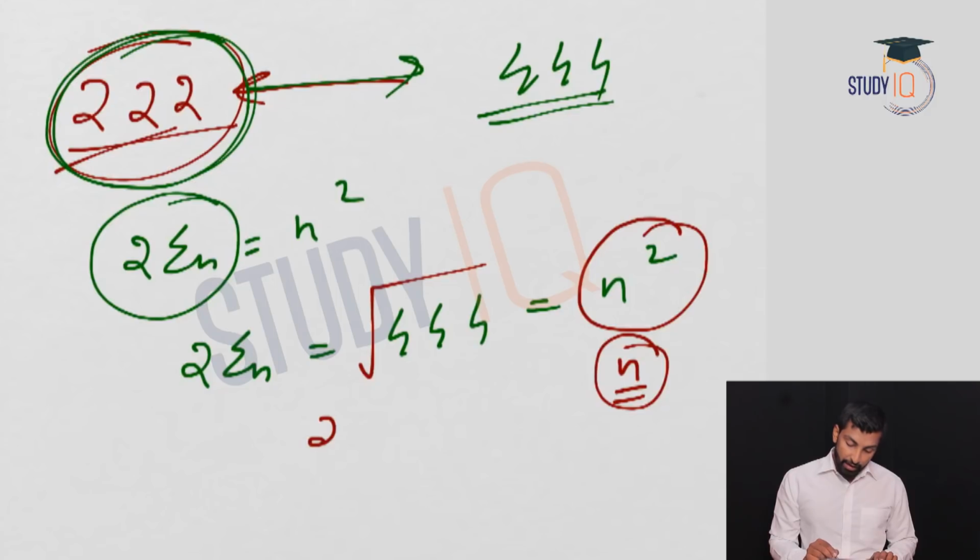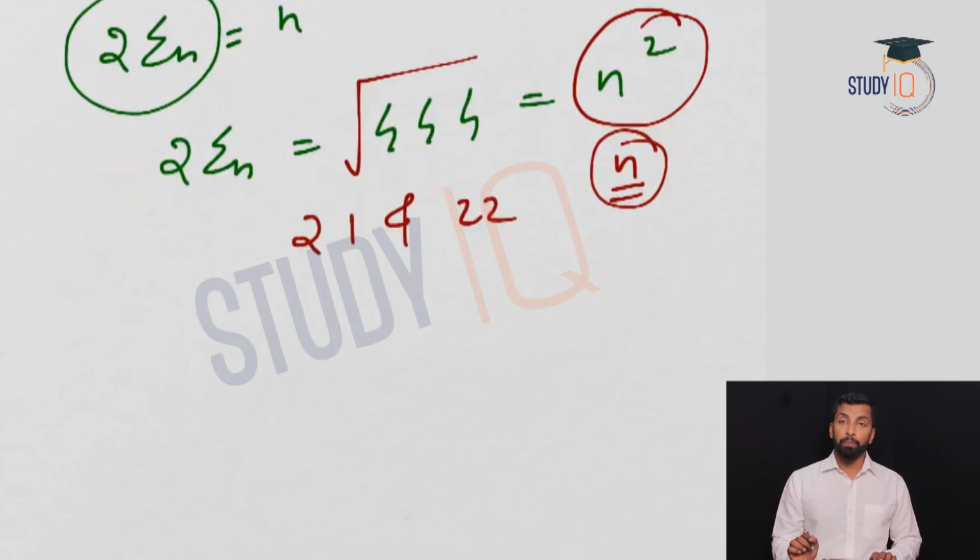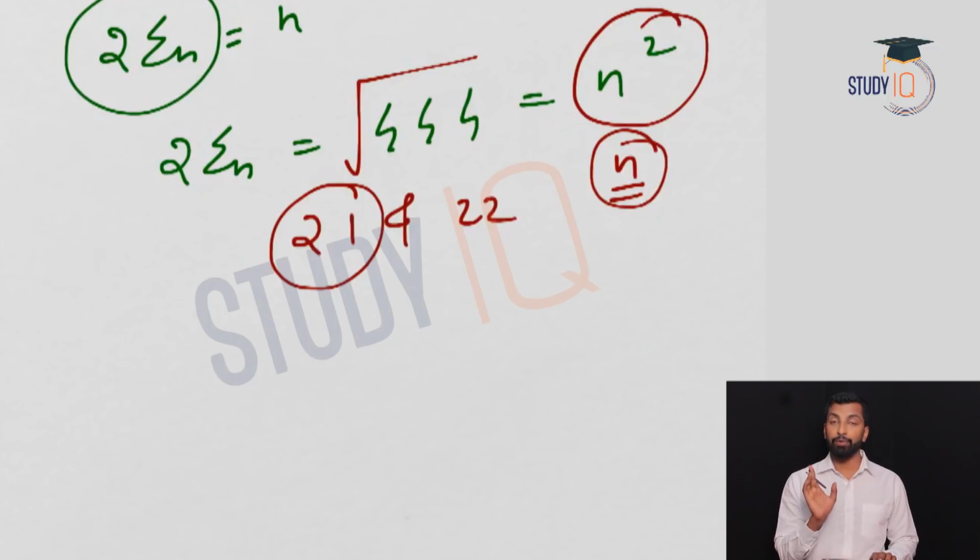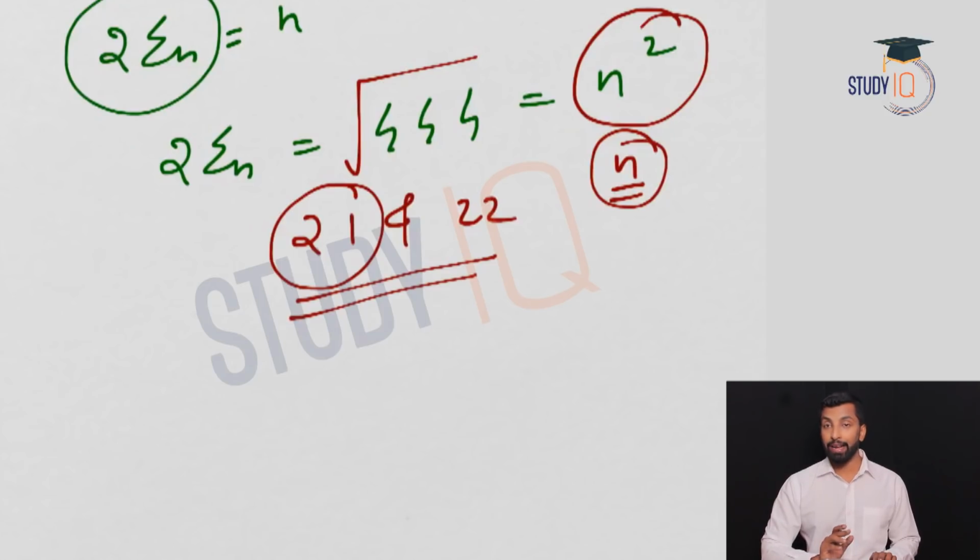You know this will be between 21 and 22, because 21 square is 441 and 22 square is 484. Now you take 21 as your n. So assume that 21 is your n. You can take any one of these, but you are taking 21 because you are double counting. When you are double counting, you take it on the lower side.